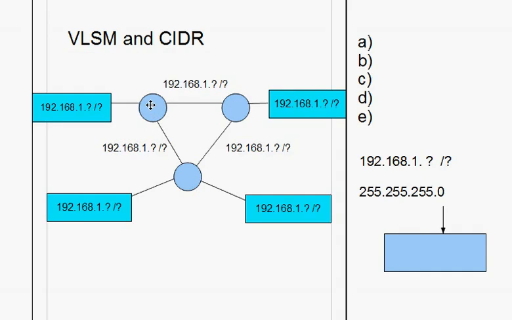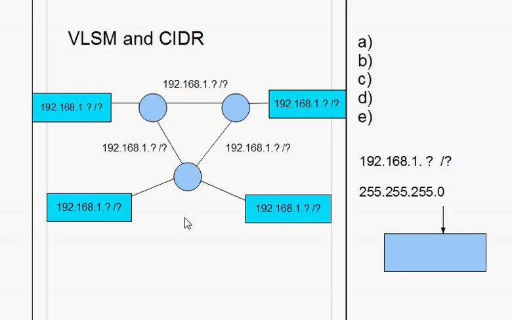Then this top left router has a network connected to another interface, and that's another network over here. Then this router has another interface connected to a network over here. And then the bottom router, if you count all its interfaces, has 1, 2, 3, 4 connections. It has two extra connections to a network here and here.